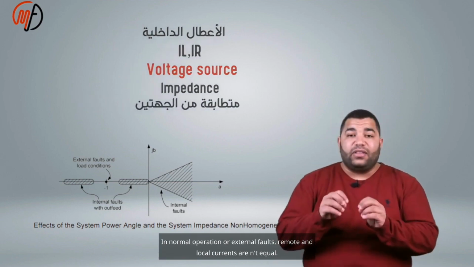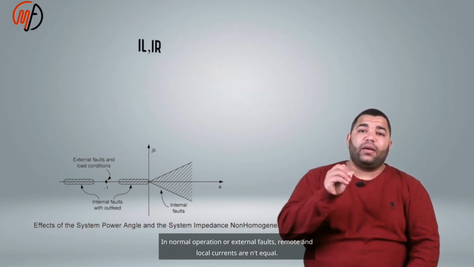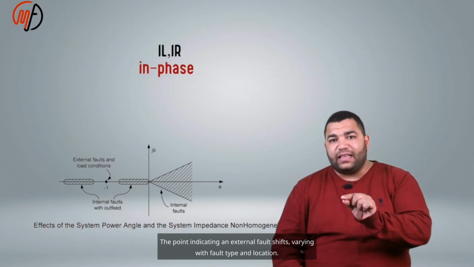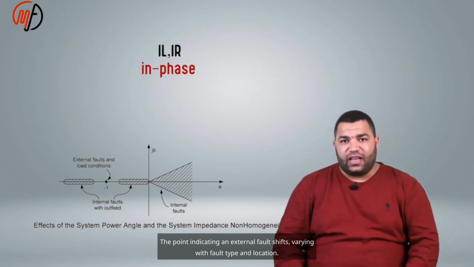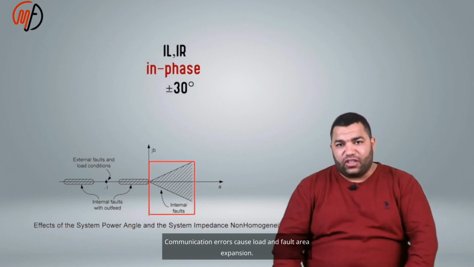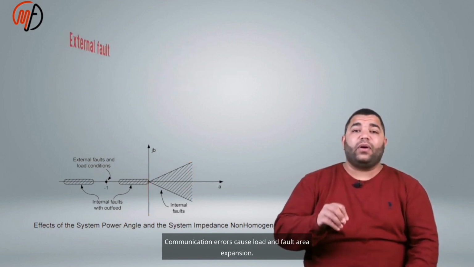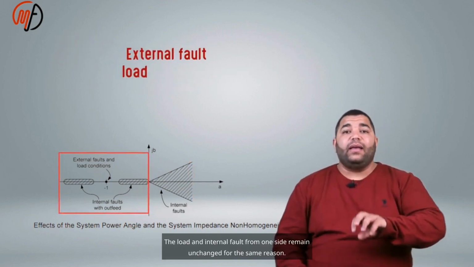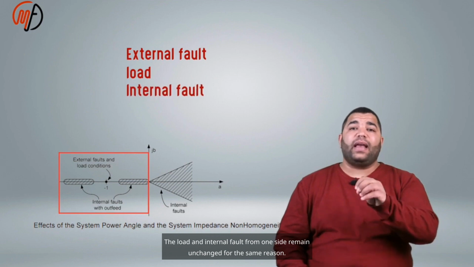In normal operation or external faults, remote and local currents aren't equal. The point indicating an external fault shifts, varying with fault type and location. Communication time delay causes a phase shift between local and remote currents. Communication errors cause load and fault area expansion. The load and internal fault from one side remain unchanged for the same reason.